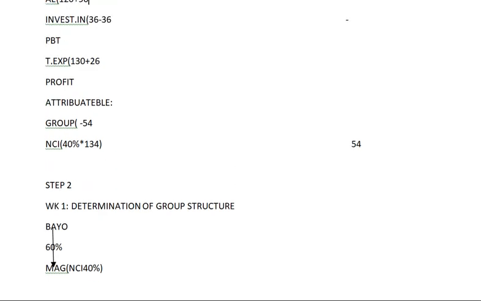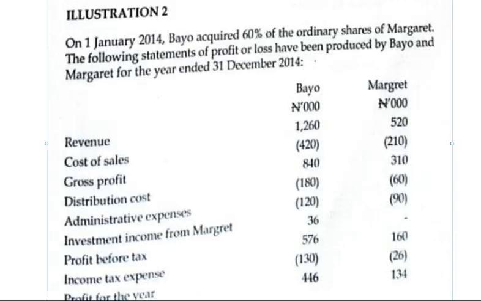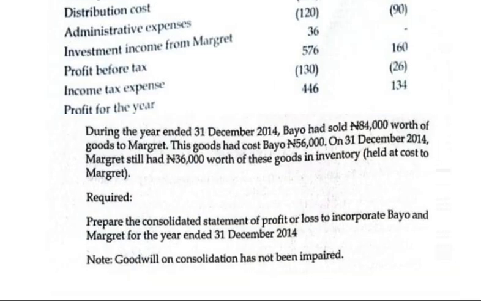Now let's go back. So you check the additional information and be sure of what we are doing. Look at it here. They said during the year ended, Bayo had sold goods of 84,000 worth to Margaret. Bayo is the parent and Margaret is the subsidiary. However the sale is being done, it does not matter, whether it's the parent that sells or the subsidiary that sells. So that sales value is 84,000. Then the goods at cost to Bayo, the parent, were 56,000. And Margaret still had 36,000 worth of these goods in his inventory, at cost to Margaret.